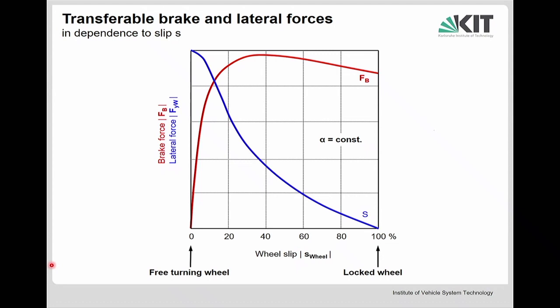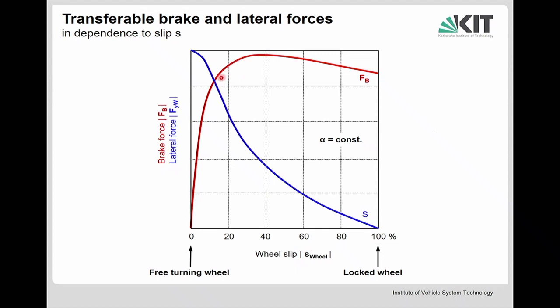And on that chart here, we can see the characteristics of a tire, the red one, if a brake force is applied. So this is a free turning wheel without any slip, and then if the slip is increased, a braking torque can be transmitted to the road. And as explained several times, there is a maximum, and above the maximum, the transmittable force is reduced. And so we should not exceed that maximum. We should always stay below that.